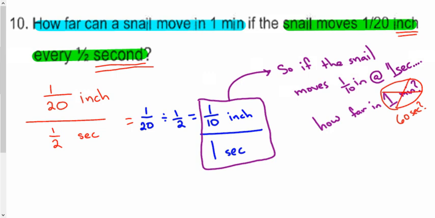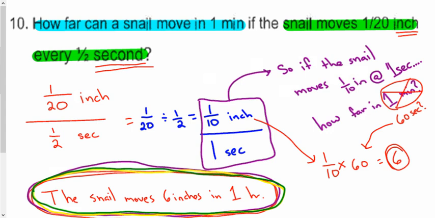So if I know how far that snail can go in 1 second, can I take that 1/10 and times it by the 60? Sure I can. Type that into your calculator and you'll instantly see it's 6. So how far can that snail go? That snail moves 6 inches in 1 hour. Not very far, but then again, it wasn't moving very fast at a half a second, was it?